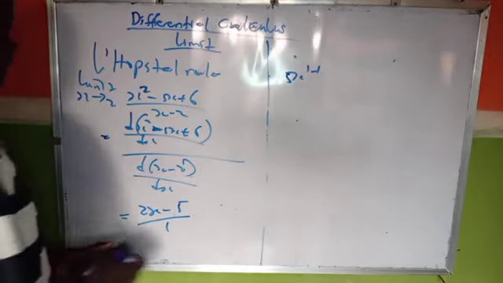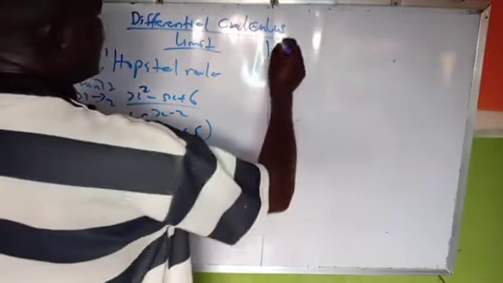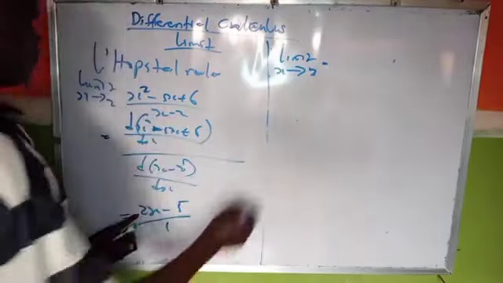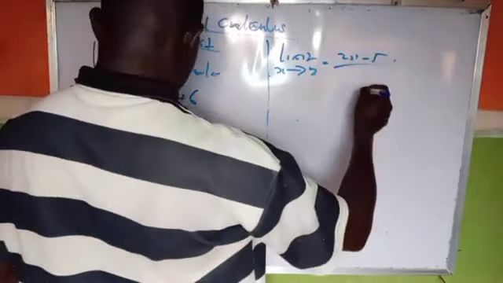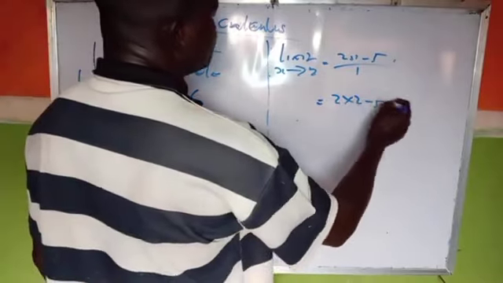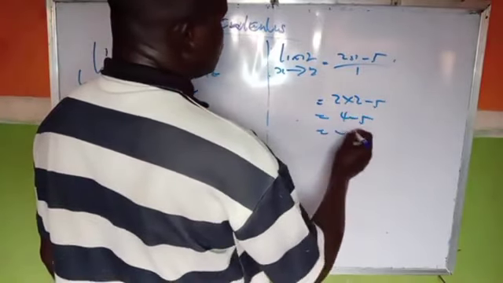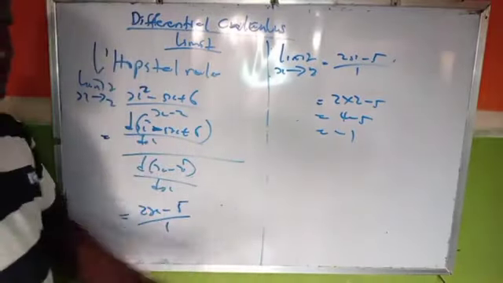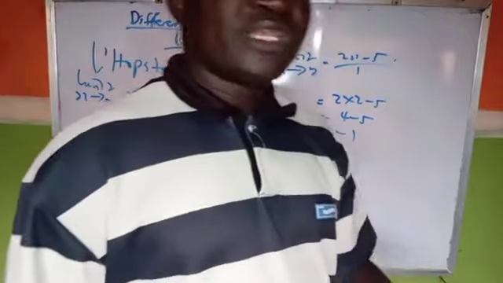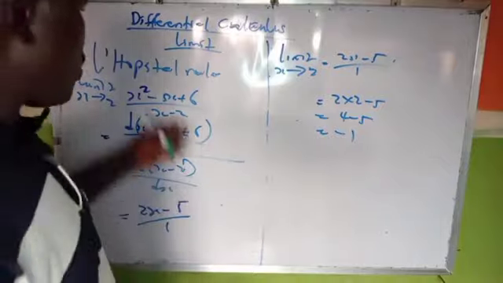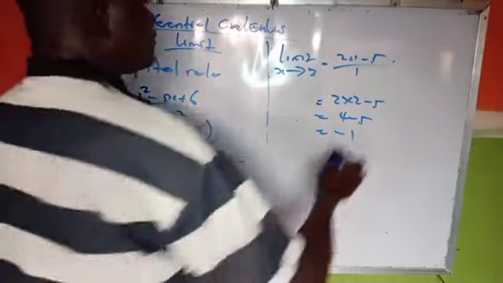So the answer now is the limit as x tends to 2 of 2x minus 5 divided by 1. You can now substitute: 2 times 2 minus 5, so 4 minus 5, which is equal to minus 1. It's the same thing we had the other time. If direct solution cannot work, you can use L'Hopital's rule, which we call the Bernoulli theorem, or you can use the factoring method if that one doesn't apply.